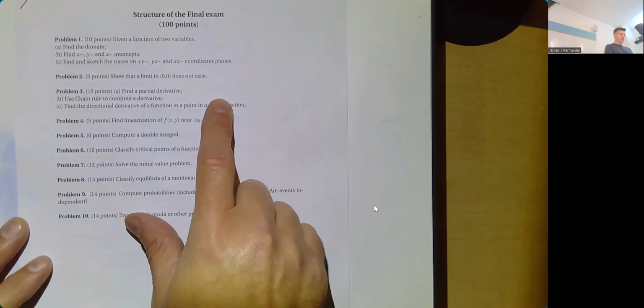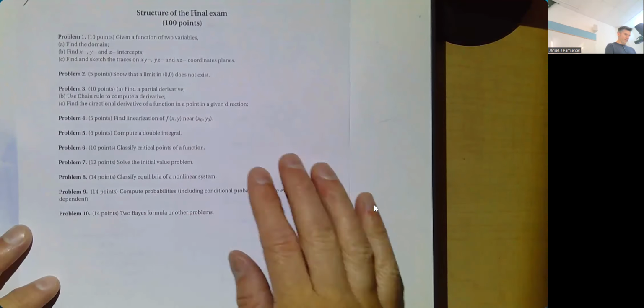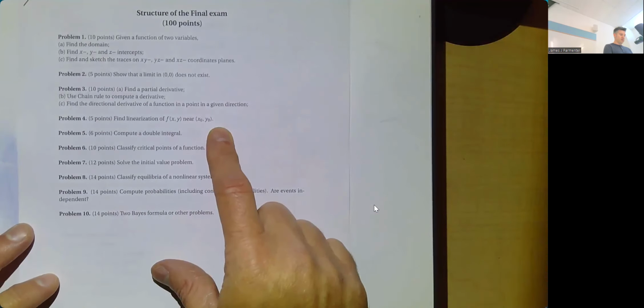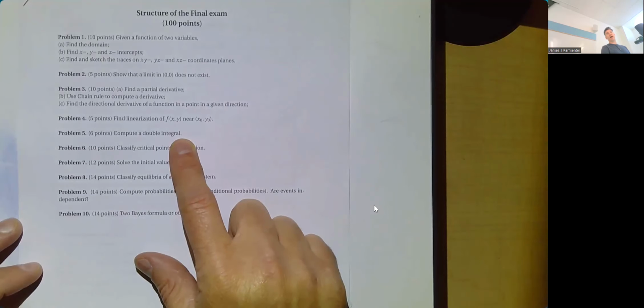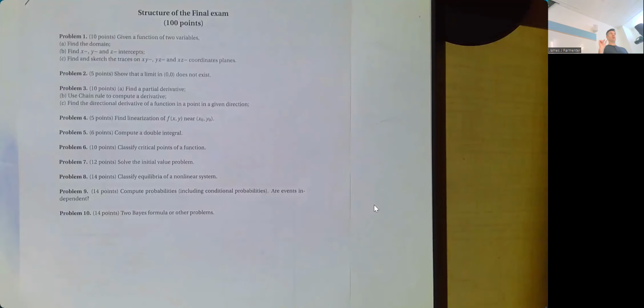Partial derivatives, chain rule. Yeah, we can go through that. Directional derivative, linearization. Compute a double integral. I would certainly say double integral. For me asking the question, I would definitely ask one where you had to change the order of integration, because that is just a more interesting question, in my opinion.